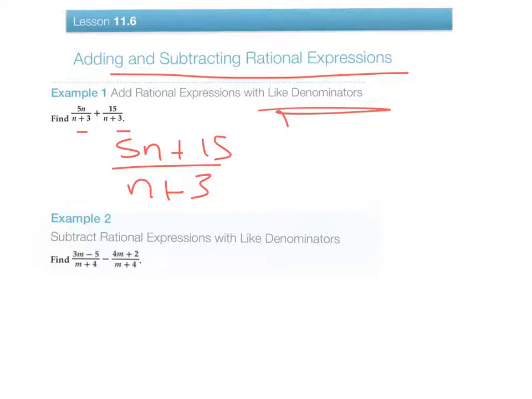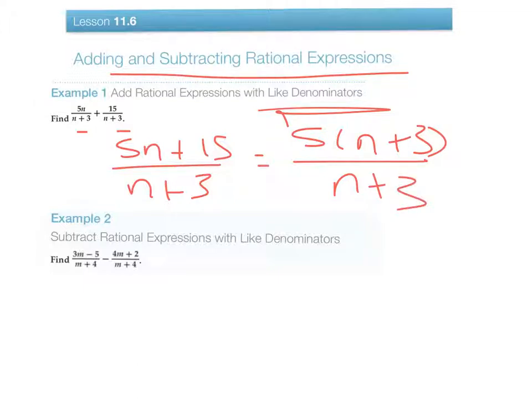Now this needs to be simplified, so I'm going to factor the top. And when I leave the bottom, they have the same factor, so they can cancel out. So my answer then is just 5.